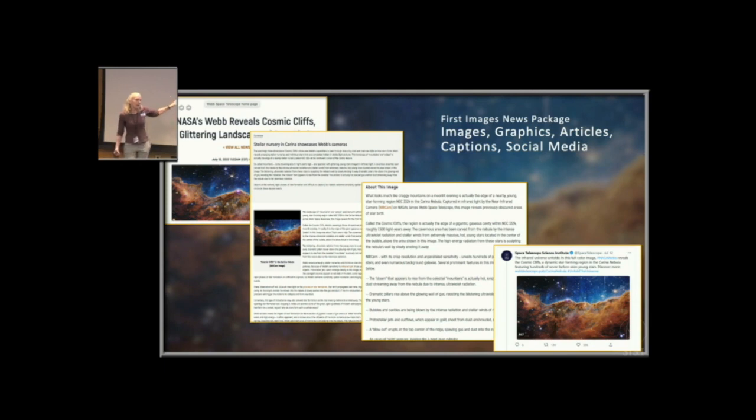So our news package had images, spectra, those graphs that I was telling you about, and in-depth articles about what Webb saw, what it is going to tell us, and how it looked at it. Then a caption of the image going into more detail about what's there, and then a social media part too, to get everybody excited very quickly so they can come find out more information. All right.